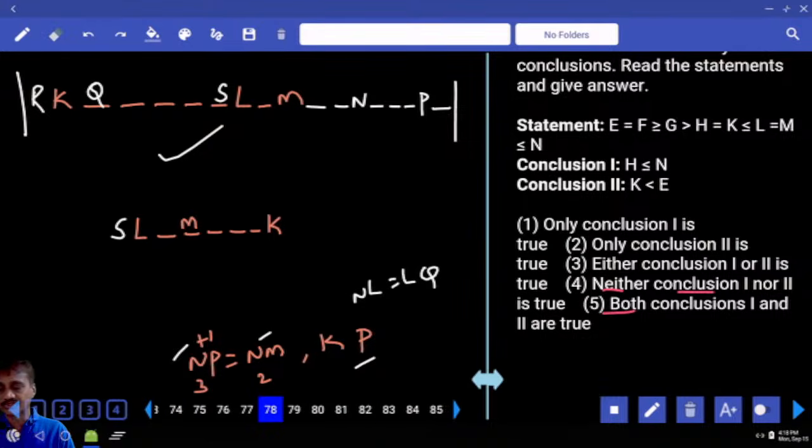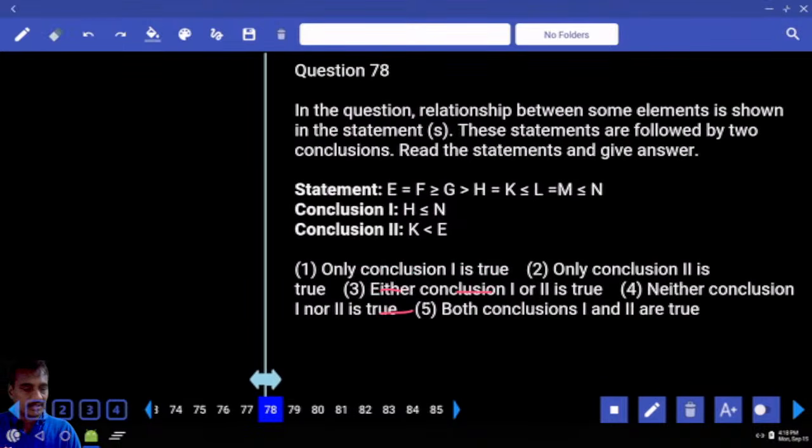Now inequalities. In this inequalities, the relation between H and N. Now N is and H is here. Which element is common? Make a common, also a single statement, H to N. Remove this symbol, equal to. H lesser than or equals to N. Definitely the common symbol, lesser than or equal. K and E. E is here, K is here. Remove this symbol, equal to. E greater than K. K lesser than. Both 1 and 2, choice 5, question number 78.